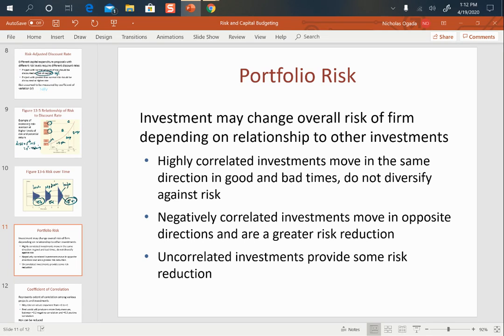So the reason why investors diversify is because you want to reduce the risk level when it comes to investment. To reduce it, you're going to choose some investments where the correlation, for example, could be negative. They don't go in the same line, so they go in different industries. So highly correlated investments move in the same direction in good and also in bad times.